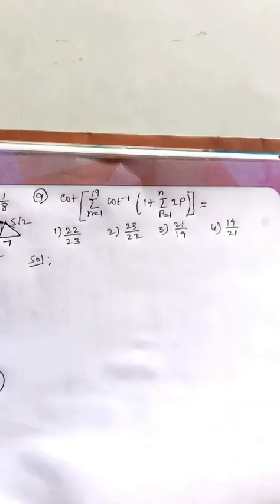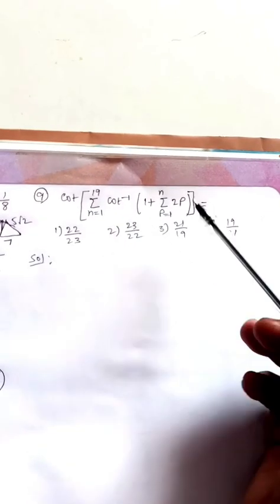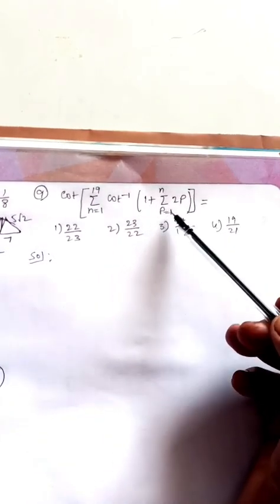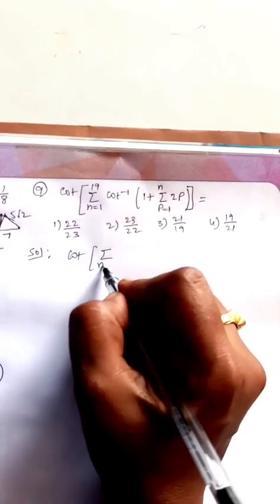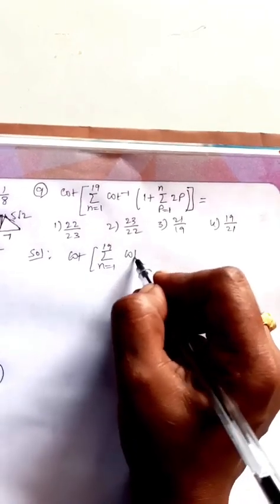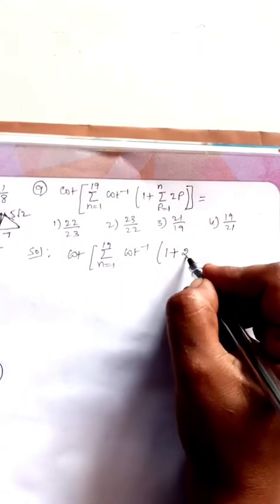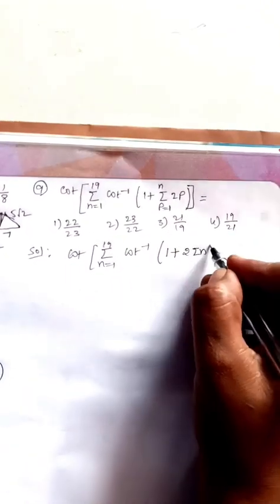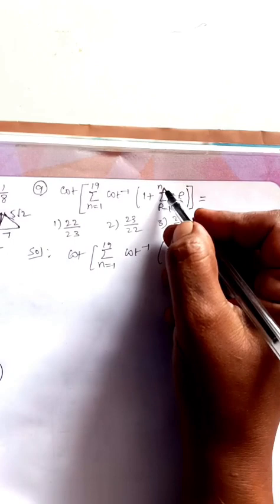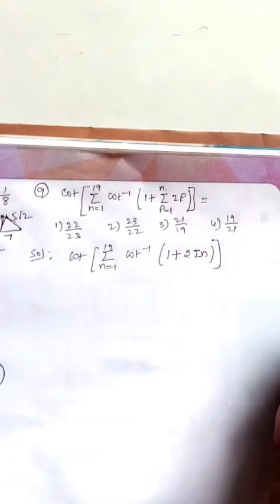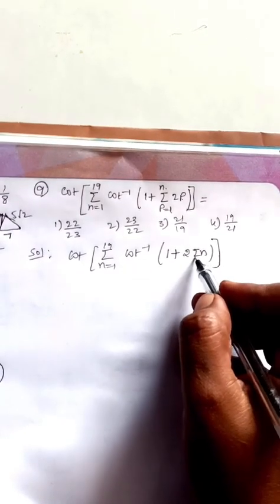Next question. Cot of sigma n equal to 1 to 19, cot inverse of 1 plus sigma p equal to 1 to n of 2p. Okay, sigma p, because p values are starting with 1 and ending with n, is 1 plus 2 plus 3 and so on up to n. So which is equal to the sum of the first n natural numbers, which is equal to sigma n.